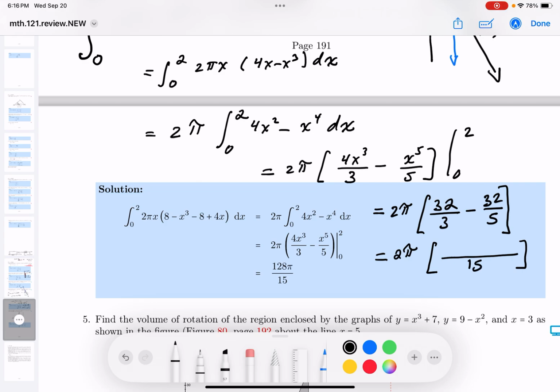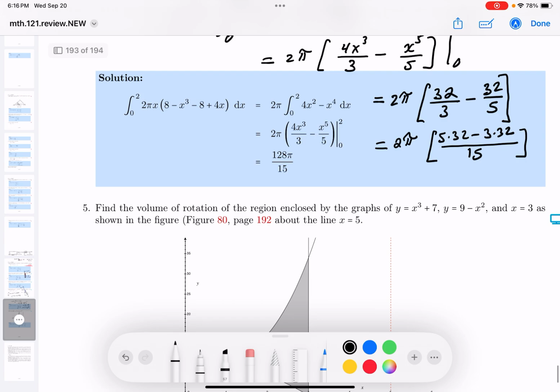And let's take a look. Well, you get 5 times 32 minus 3 times 32. You may wonder why I'm not multiplying that out. It might be easier to do it without multiplying it. This is over 15. 5 times 32 minus 3 times 32 is 2 times 32. 2 times 32 is going to be 64. Let's keep moving. What are you going to get there? 128, because 2 times 64 is 128, pi over 15.